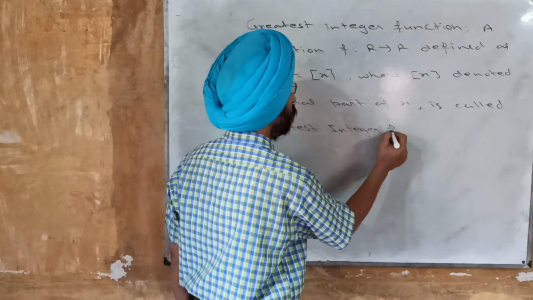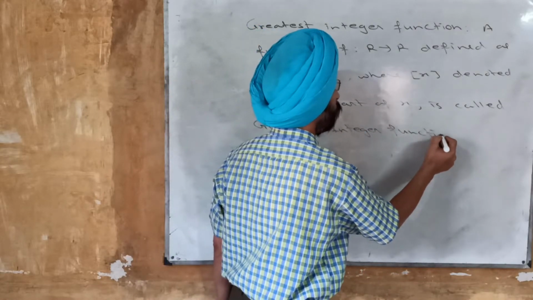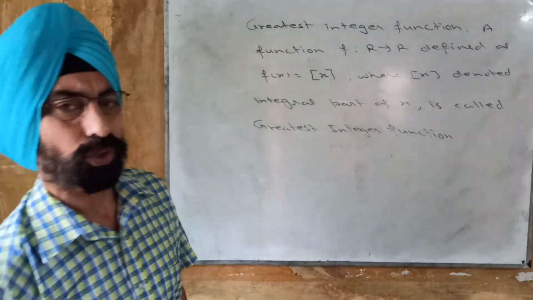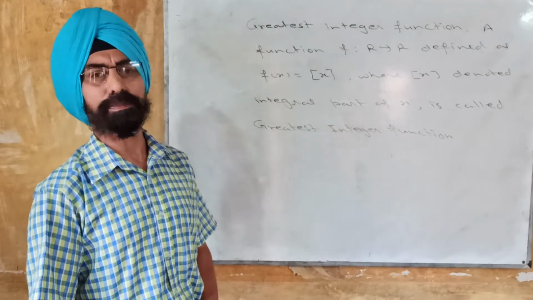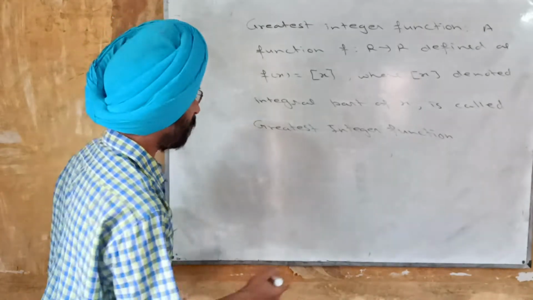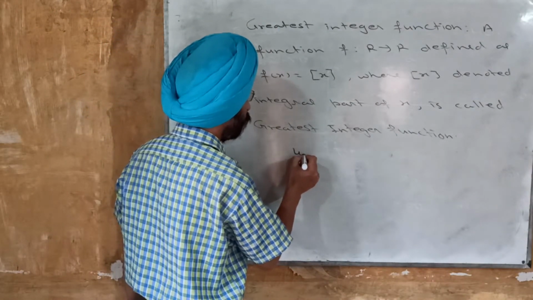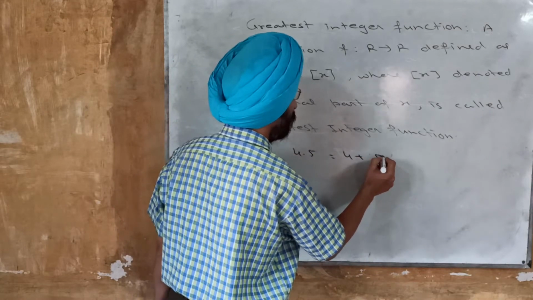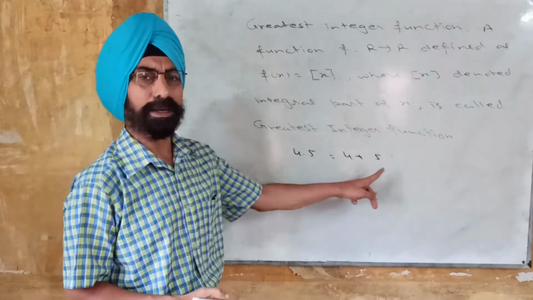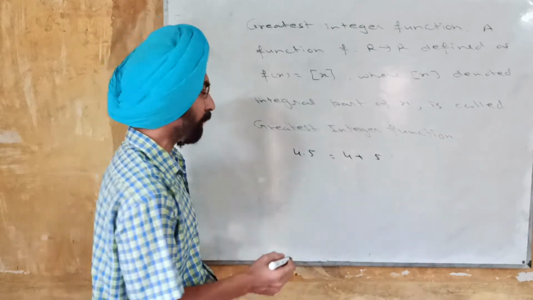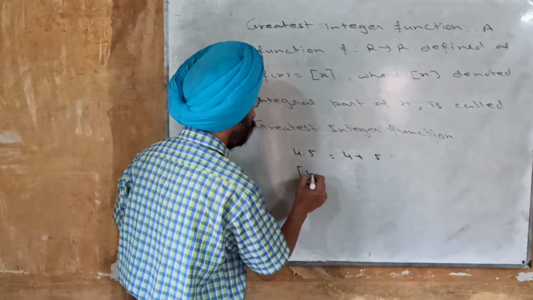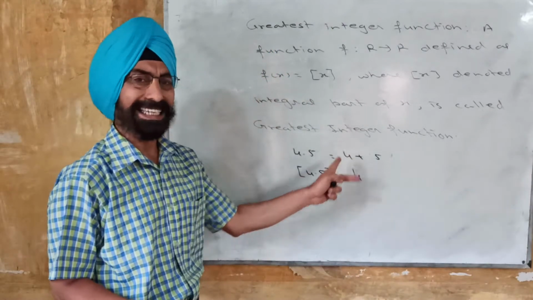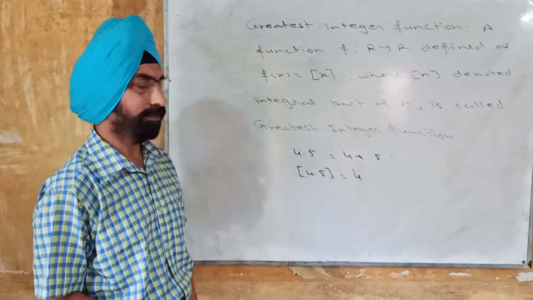Now look at, every real number has two parts. One is the integral part, the other one is the fractional part. For example, if I write 4.5, it is 4 plus 0.5. So 4 is its integral part, 0.5 is its fractional part. So the value of box 4.5 will be equal to 4, the integral part of the number 4.5.